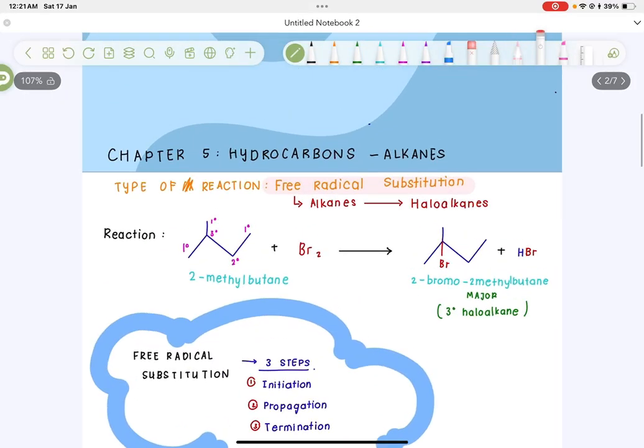Okay, hello. Today we are going to be discussing free radical substitution, which is a type of reaction that converts alkanes into haloalkanes. For example, we're going to take 2-methylbutane plus Br2 and convert it into 2-bromo-2-methylbutane, which is a type of haloalkane that we want over here.